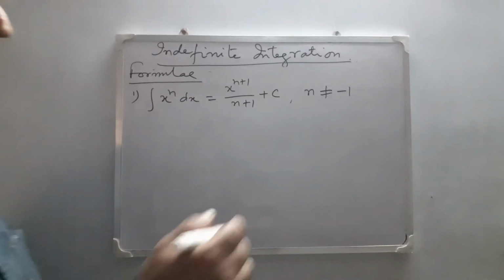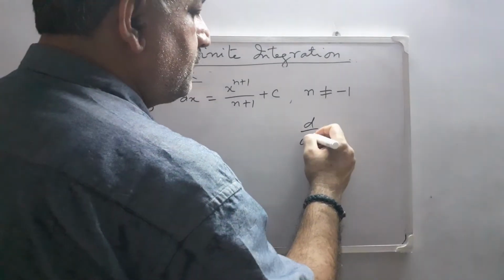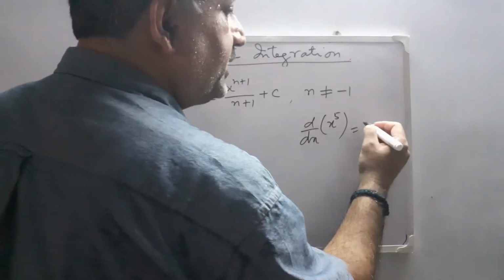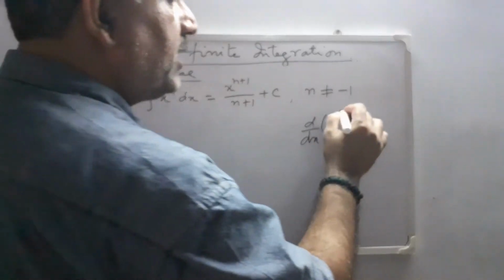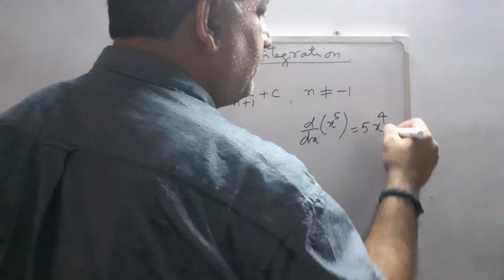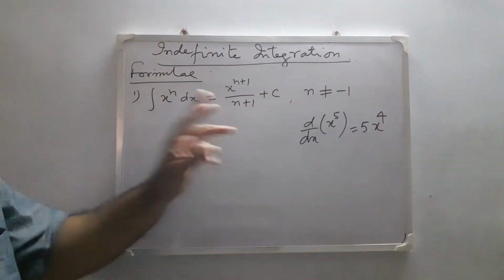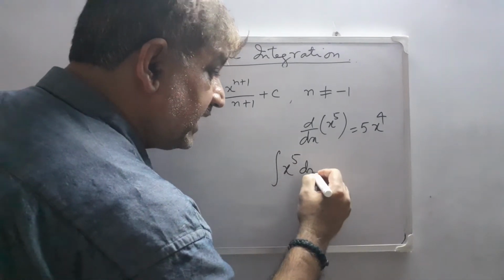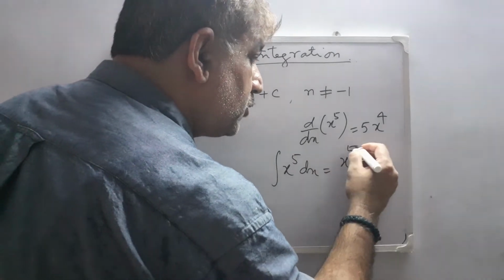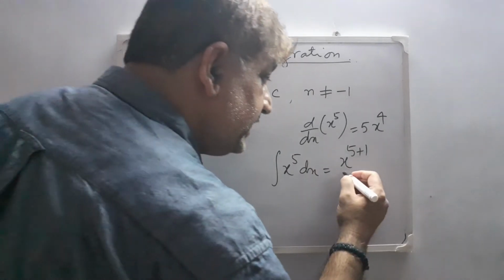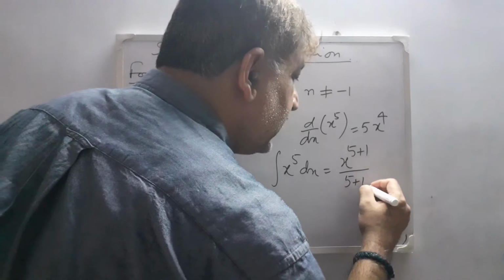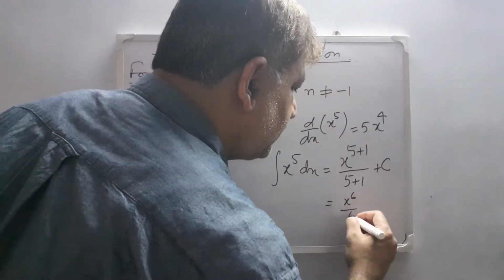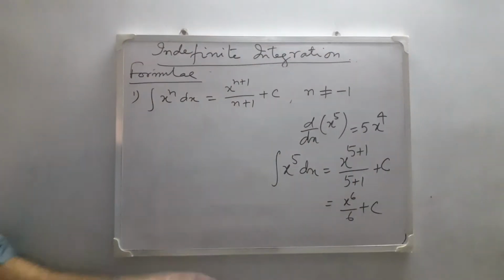In case of differentiation, say d/dx of x power 5, you have to take this power to the left-hand side and subtract 1 from the power: 5x power 4. But in case of integration, if it is written integral x power 5 dx, then you have to add one to the power, 5 plus 1, then divide by 5 plus 1 and then write c. So what happens? x power 6 by 6 plus c. So this is our beginning of integration.